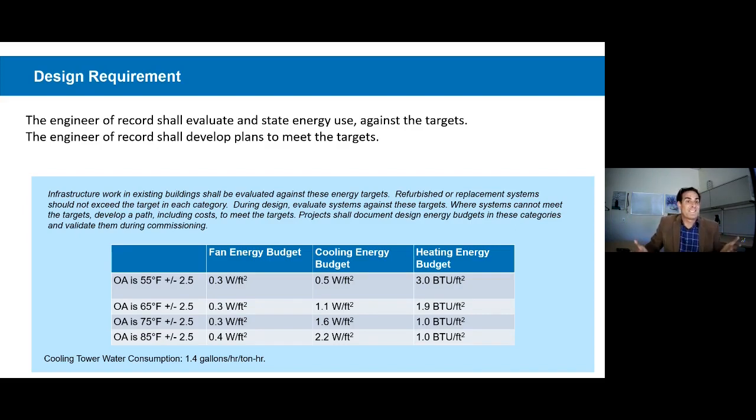Because they come from our existing portfolio. Each of these targets comes from some very real examples in our higher performance buildings and our higher performance systems. So we know that they are possible. It's just designing to them that becomes our challenge.